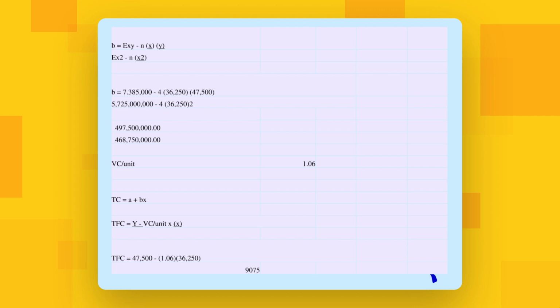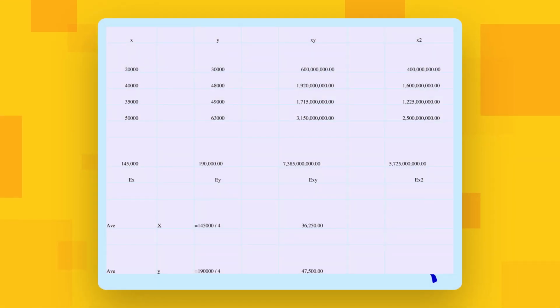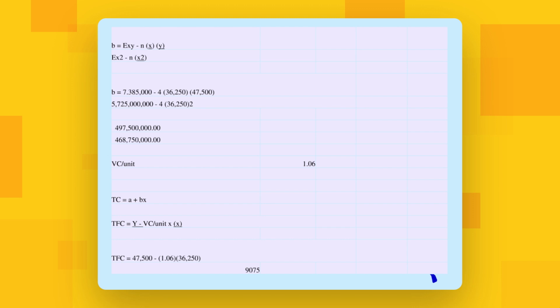So, since given na yung total fixed cost, di ba given naman yung kinompute natin kanina? Yung average, okay? The average of Y. Again, 47.5 yun, ha? Ito yun, no? 47.5, okay? Given lahat yan, ha? So, 47.5 minus yung kinompute din natin in terms of your variable cost per unit of 1.06. Just multiply it by the X average, which is 36,250.